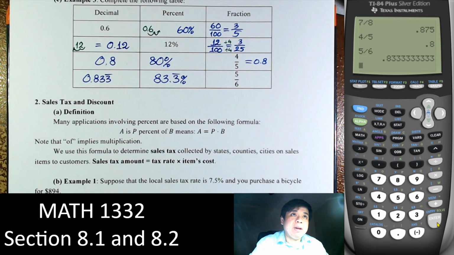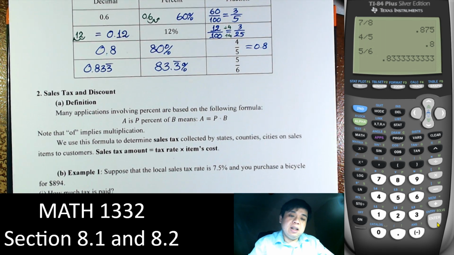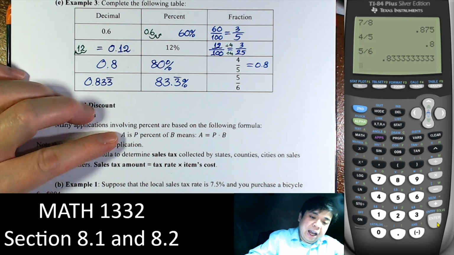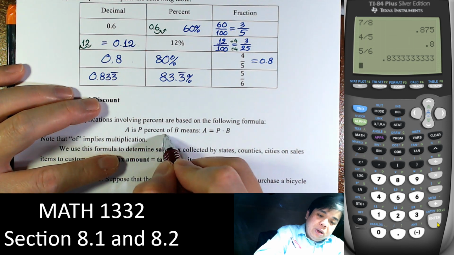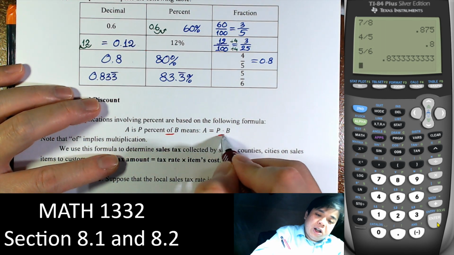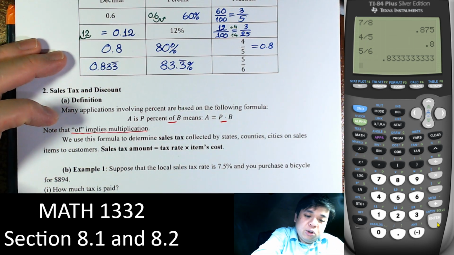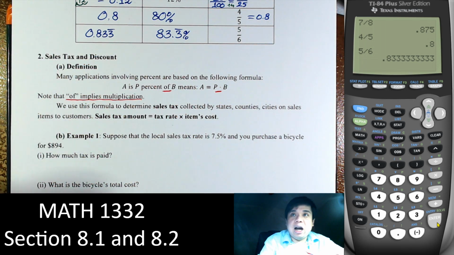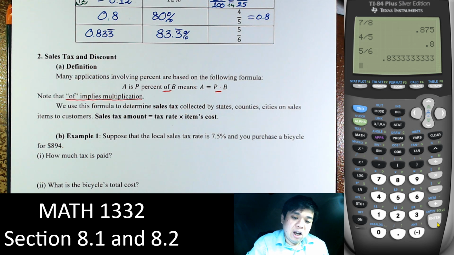Next, we'll go to some application problems about sales tax and discount. Many applications involve the percent of. So when we say A is P percent of B, the word of implies multiplication. So the sales tax is equal to the tax rate times the item cost. Here's an example. Suppose the local sales tax rate is 7.5% and you purchase a bicycle for $894. How much tax is paid?